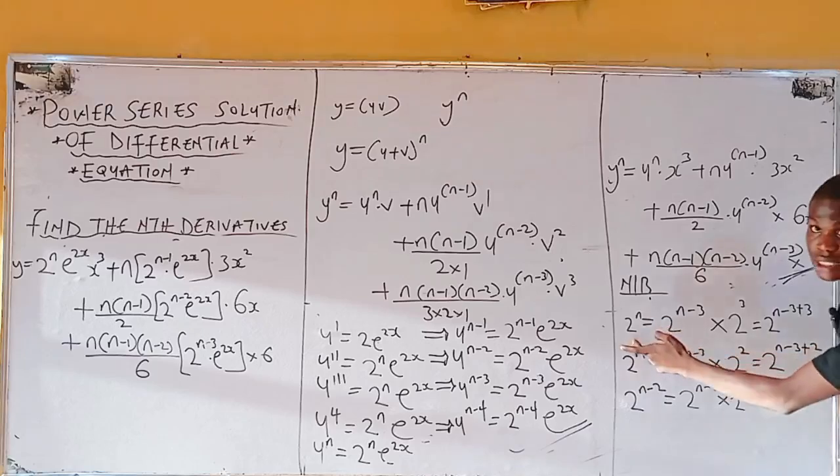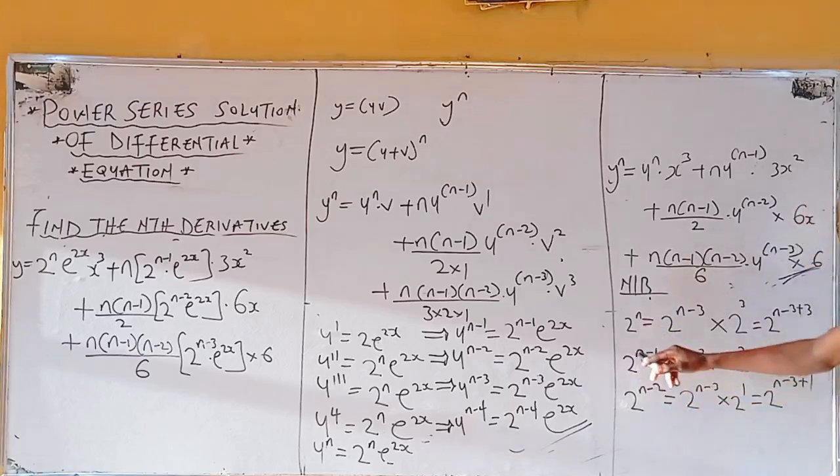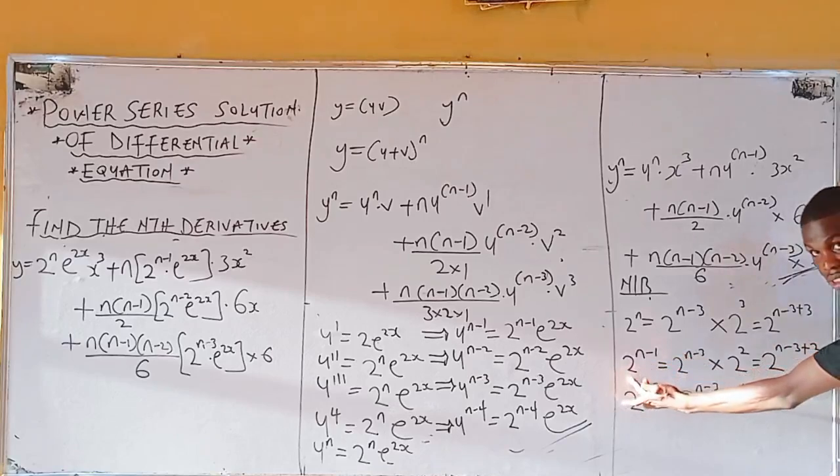You still have this, right? Similarly, 2 raised power of n minus 1 is 3 times as you writing 2 raised power of n minus 3 multiplying 2 raised power of 2. Following indices, it becomes 2 raised power of n minus 3 plus 2. Minus 3 plus 2, what do you have? Negative 1, meaning n minus 1, which is this.